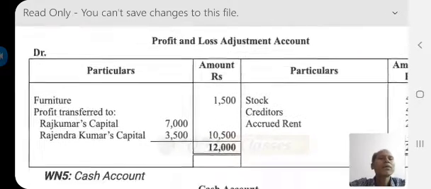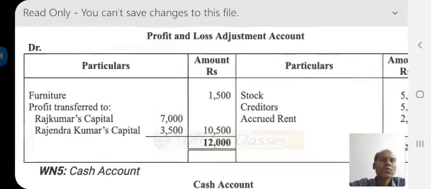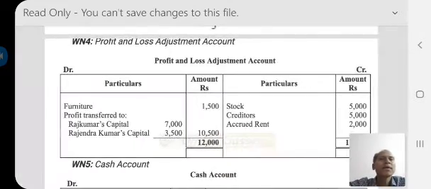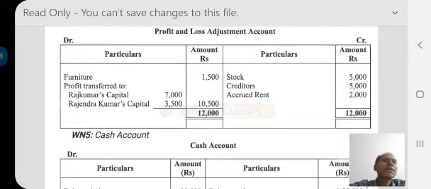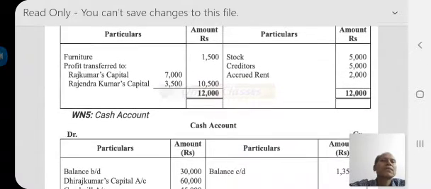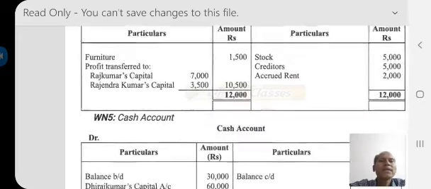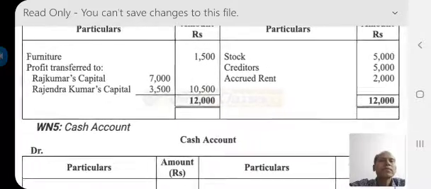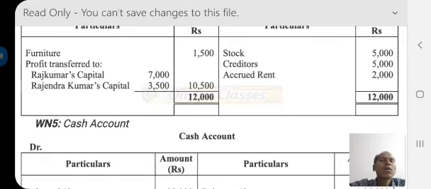Okay. Now this is the revaluation account. Profit and loss adjustment account or revaluation account, both are the same. See, furniture 1,500. This is depreciated. Stock is increased. Creditors liability is decreased. And accrued rent is written. So 12,000, 12,000, the difference is 10,500. This balancing figure 10,500 should be distributed among all the partners.